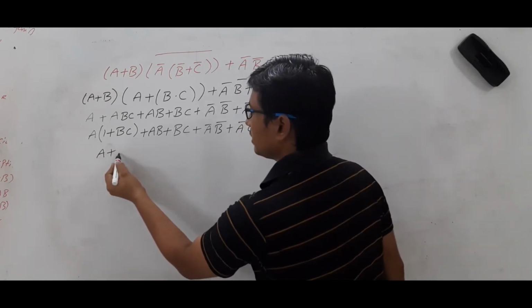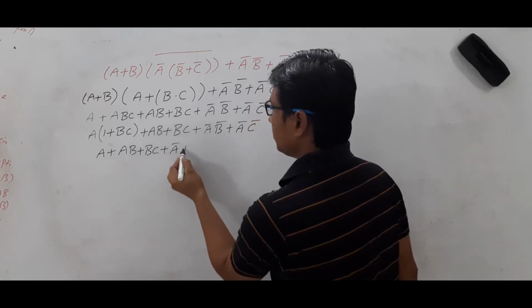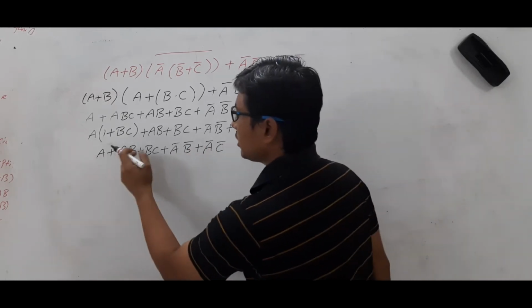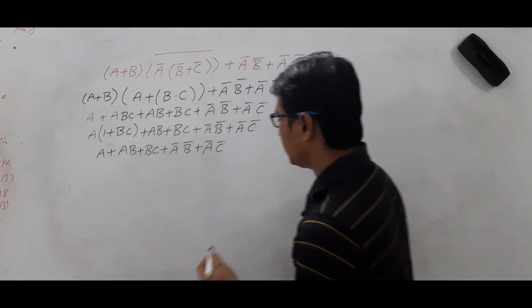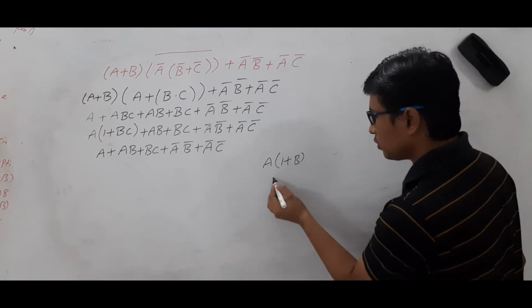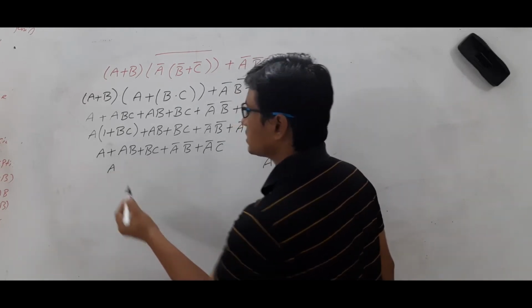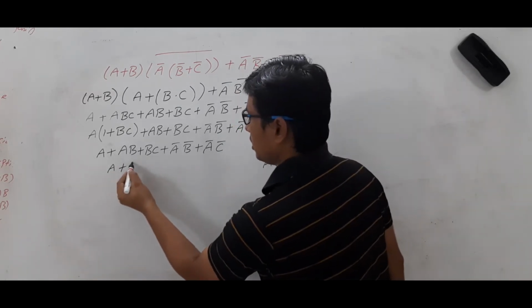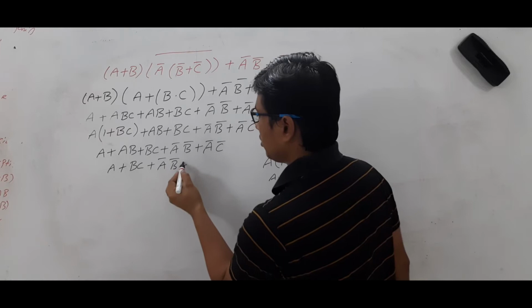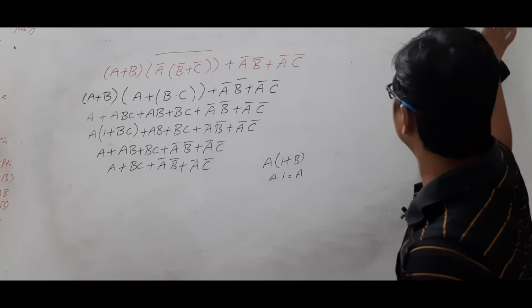Then A, AB, BC, A'B', A'C'. If I take A common from this part, then again it will be A(1 + B), which is equal to 1. So A and 1 is equal to A. So with this I will simply write it as A + BC + A'B' + A'C'. Are you able to follow it or not?